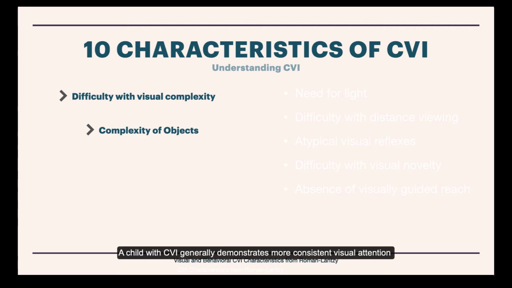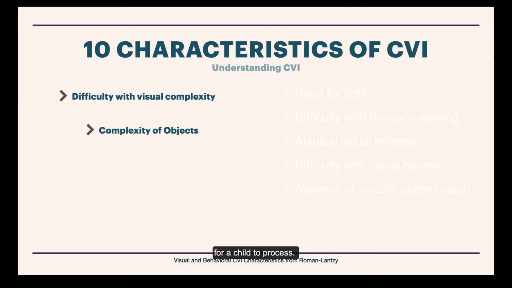A child with CVI generally demonstrates more consistent visual attention to targets of a single color. Early on, this may only be an item of their preferred color. Eventually, they will be able to have an item with the preferred and one non-preferred. Items with a lot of colors are often difficult for a child to process.